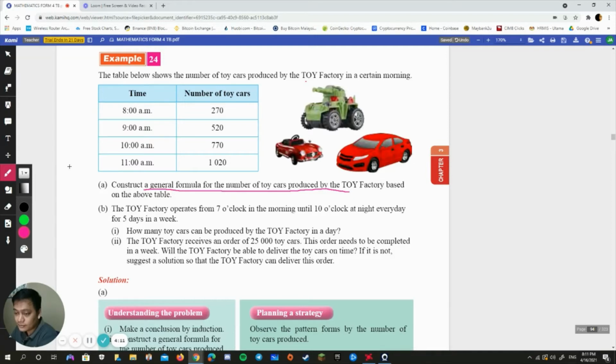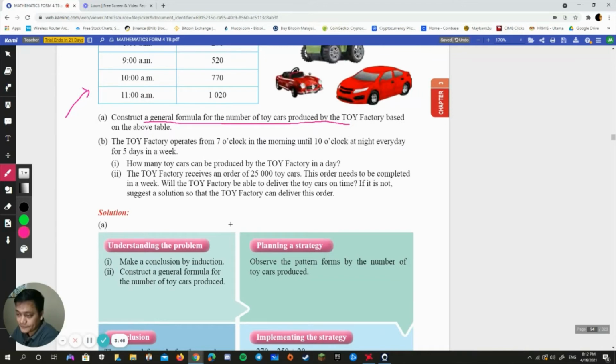To construct a general formula, you need to master the previous concept that you have learned in Form 2, Chapter 1, pattern and sequence. And then B, the toy factory operates from 7 o'clock in the morning until 10 o'clock at night every day for 5 days in a week. So how many toy cars can be produced by the toy factory in a day?